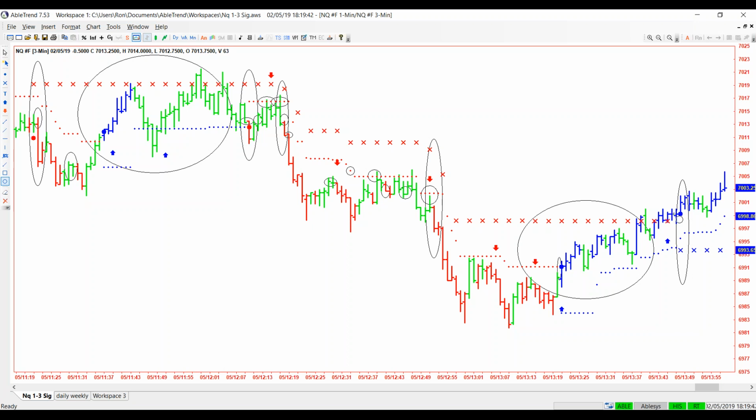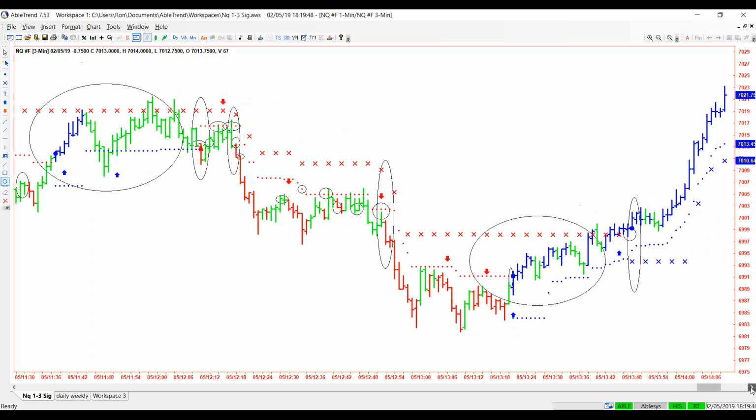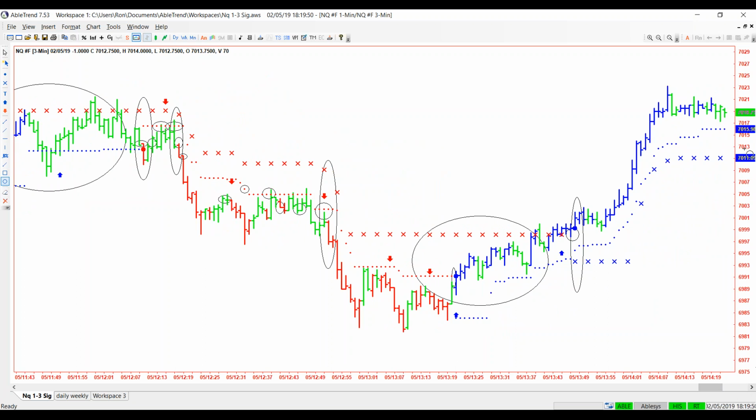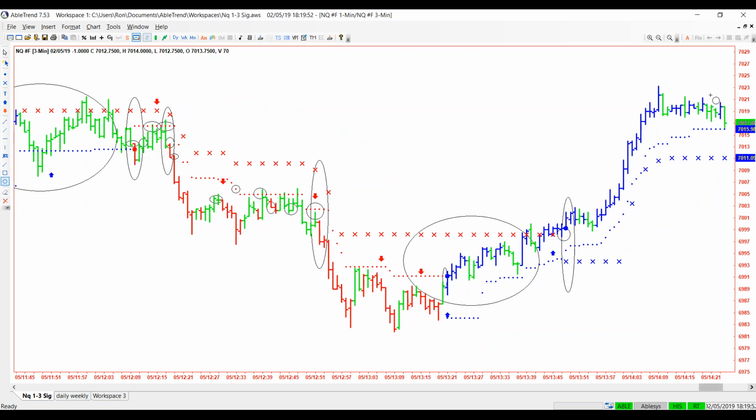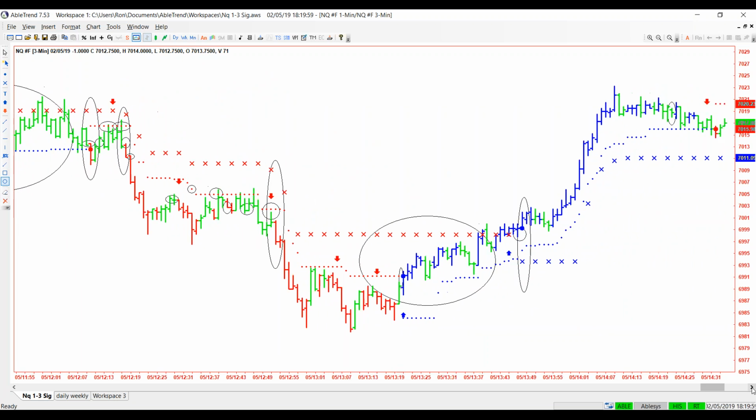Stop loss a tick below the bottom of that blue bar. Not stopped out. Ooh, I like that. Up, 3 green bars, out. That was a good one there. That was 18 points. Nice.